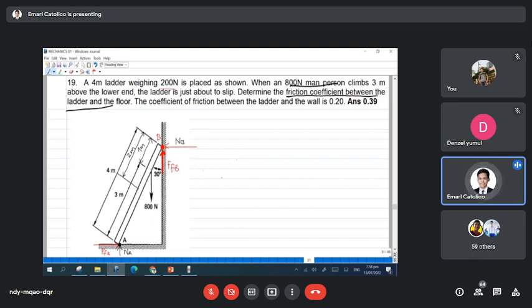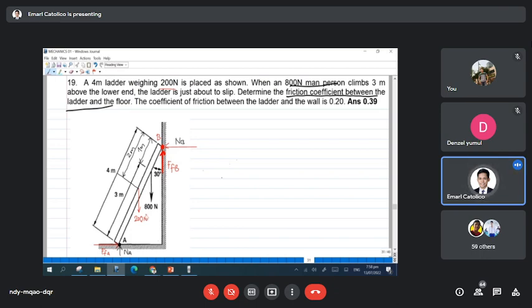So, yung 200 Newton na sinasabi na weight ng ladder, so andun siya sa center. Always naman yung weight ng object, laging nasa center, or nasa centroid ng object. Okay? So, doon siya nag-act. So, siguro yan.